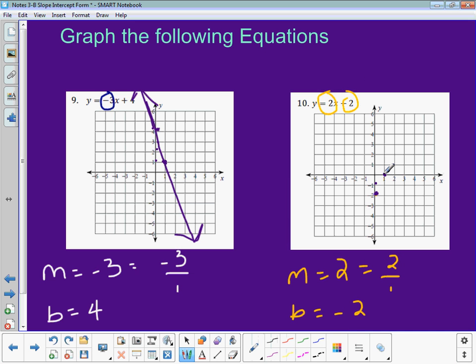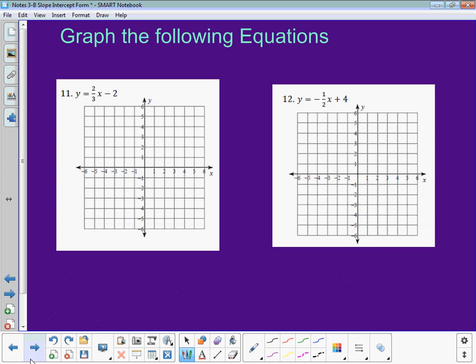Okay, so now we're going to go ahead and connect those 2 points to make a line. I hope yours is a lot more straight than mine. Mine's pretty bad. Okay. All right, let's take a look at this next one.